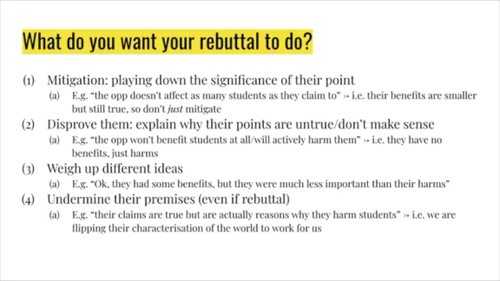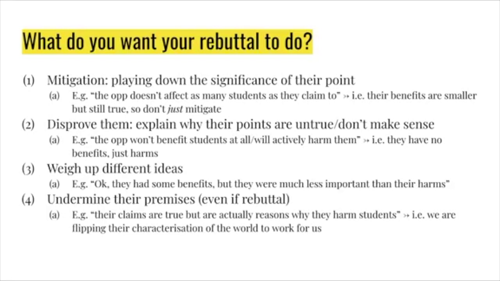The first one is mitigation, which is basically when we play down the significance of their point. This sounds like saying things like, well, the opposition doesn't affect as many students as they claim to. So what we're trying to do here is to say that the opposition's benefits are smaller than they claimed, but they're still true. On the flip side, we could say that the harms they accuse us of incurring are not as big as they suggest, but still possible. So mitigation can be really useful because it means their points are less important.